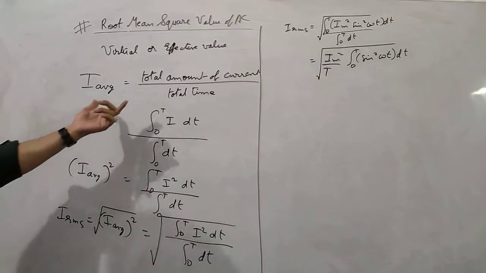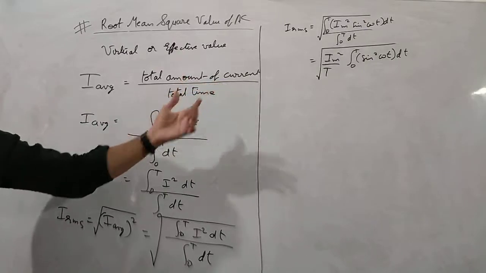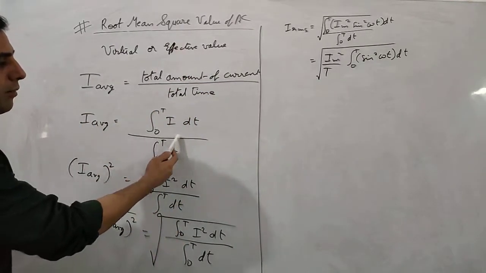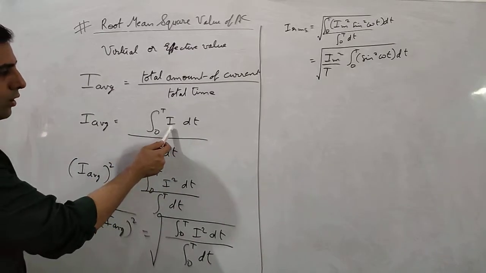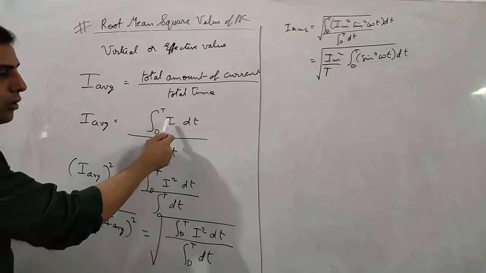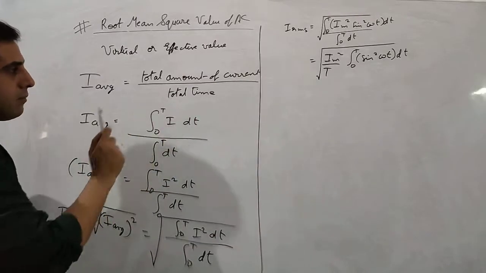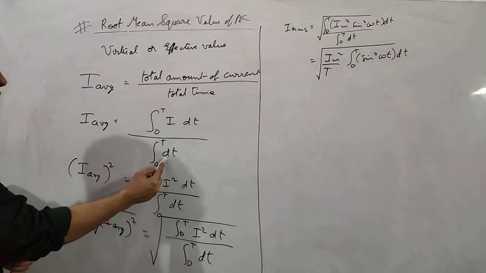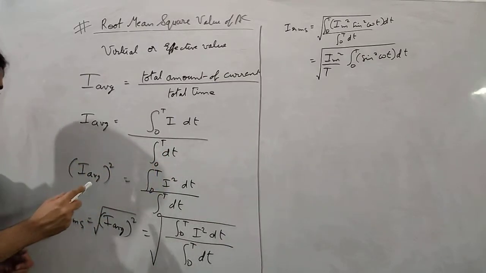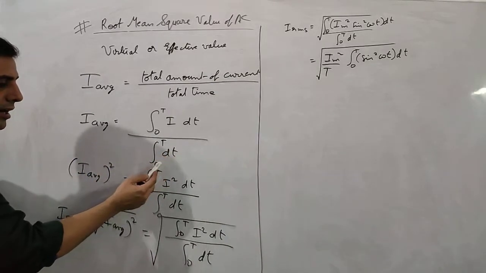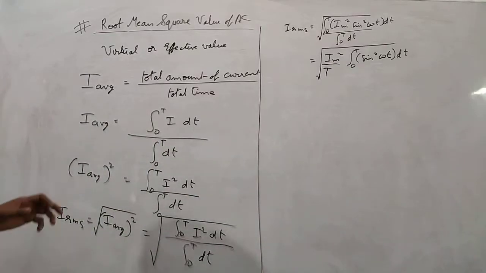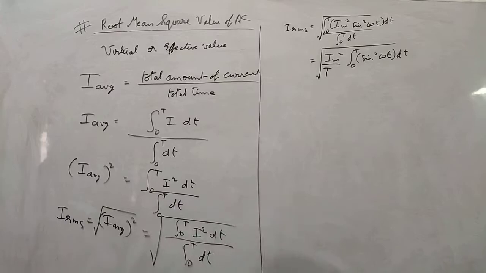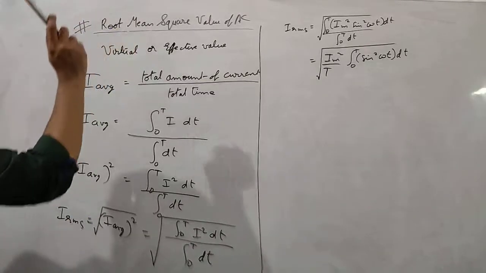For average current, the total amount of current over a time period T can be written in the form of integration like this. This is the total amount of current, and we are adding all these currents over a time T. That will give us the total current divided by the total time. Total time can also be given by the integration of dt from 0 to T. So we are calculating the average value of current over a time period T. This is the mean part.